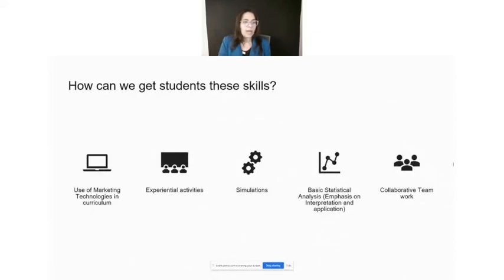If you look at how we can get the students to get these skills, it's a combination of things which we could do. First and foremost is use a lot of marketing technologies within your curriculum. You can partner up with a lot of different technology vendors or get licenses for that. It depends on how you want to take it forward. But incorporating these in your curriculum goes a long way, and from the perspective of students, it creates experiential activities. As Deepak rightly pointed out, we want to do things, we want to experience it, and they learn better.